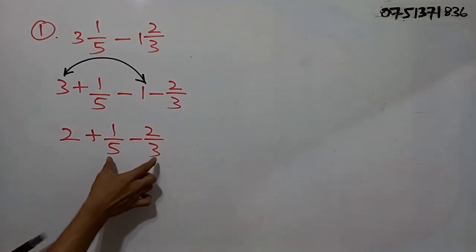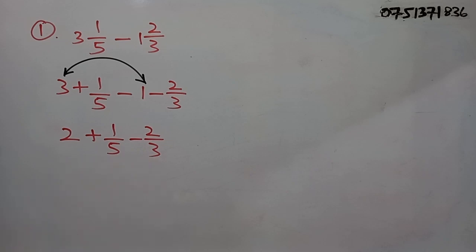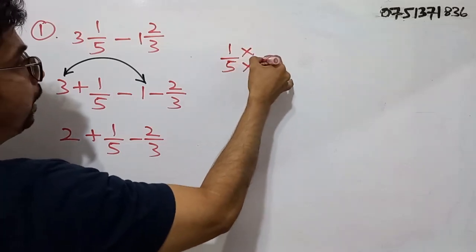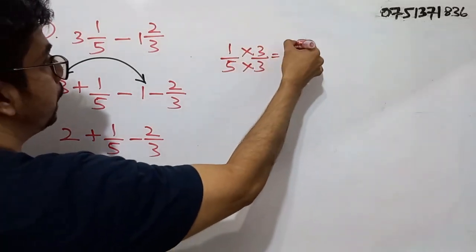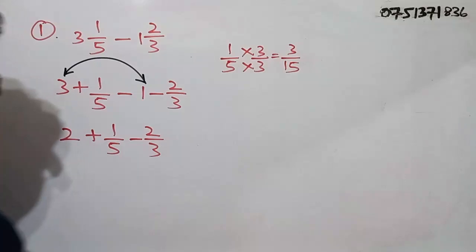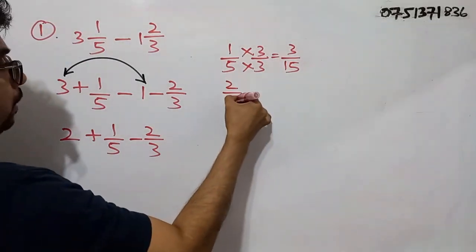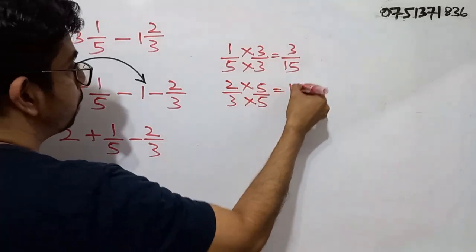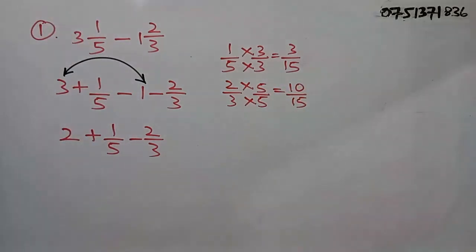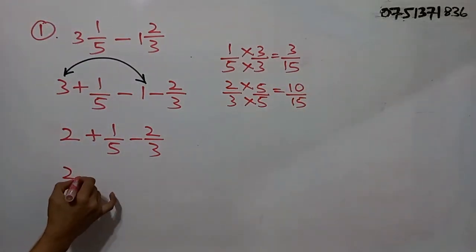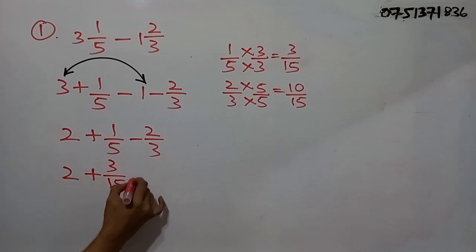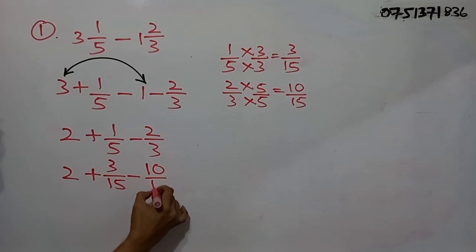Right? So if we consider these two fractions, what will be the least common denominator? 15. So 1 by 5, I'll have to multiply the numerator and the denominator by 3. So this becomes 3 by 15. 2 by 3, I'll have to multiply numerator and the denominator by 5. So it becomes 10 by 15. Okay? So 2 plus 3 by 15 minus 10 by 15.